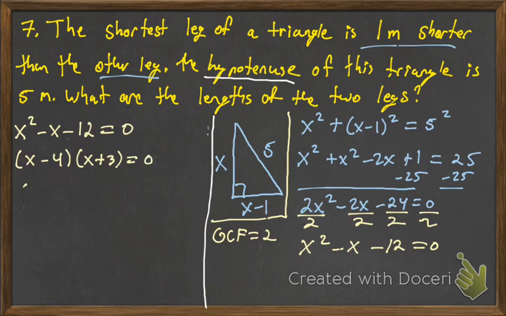Setting each factor equal to 0, we're going to have x minus 4 equals 0, so you get x is equal to 4, and x is equal to negative 3. We're talking about a length here, so we're going to throw out the negative 3. X is 4, that's the other leg is 4. The shortest leg is going to be 1 meter shorter than that, so 4 minus 1 is 3.